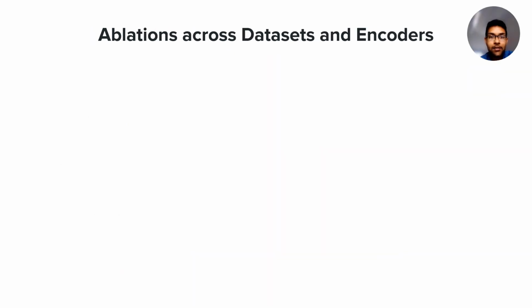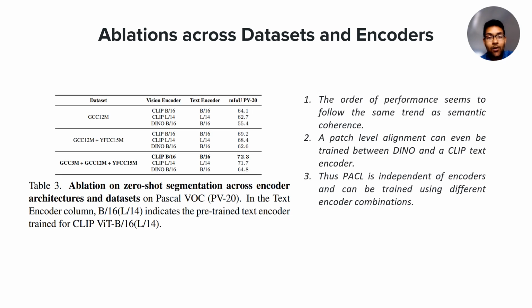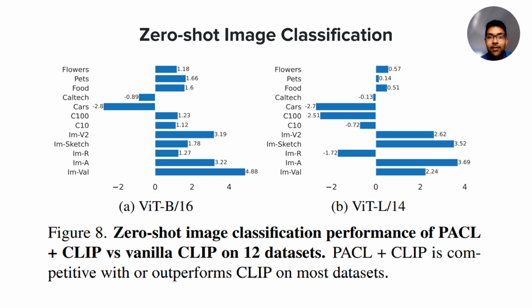We perform an ablation across training datasets and vision encoder architectures and find that even with Dino, we can attain competitive performance with other baselines. In fact, the order of performance seems to follow the same order as we observed in semantic coherence. Encoders with high semantic coherence achieve higher performance. Thus, PACL is a flexible method which can be applied to different pre-trained vision encoders without requiring any training from scratch. Finally, as we mentioned before, PACL can be used for image-level predictions as well.